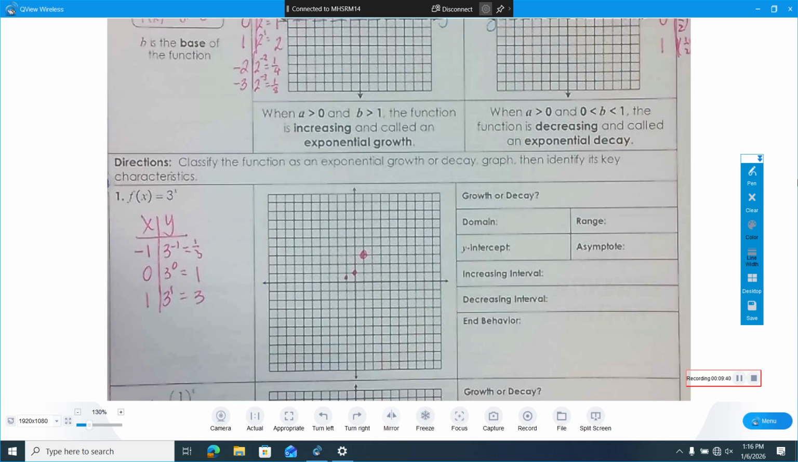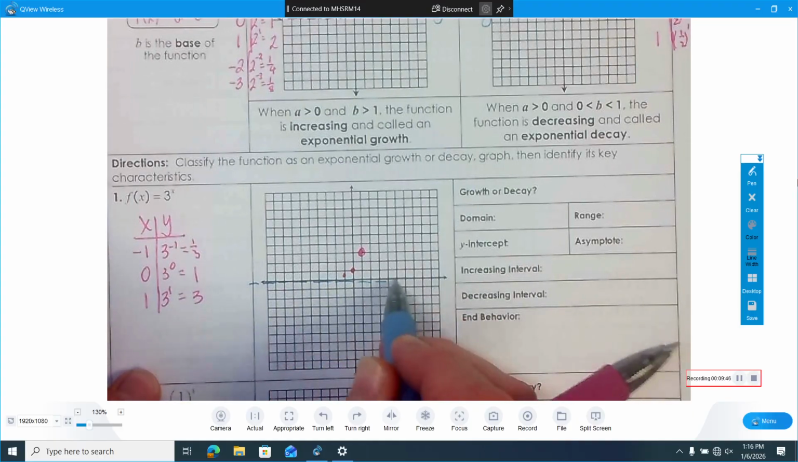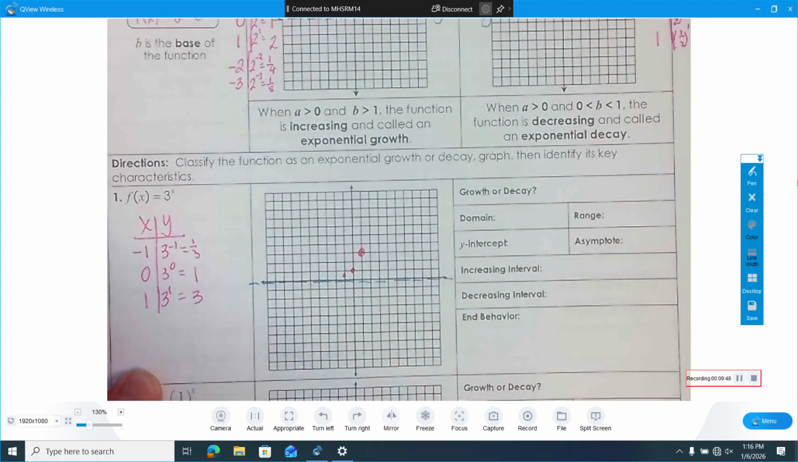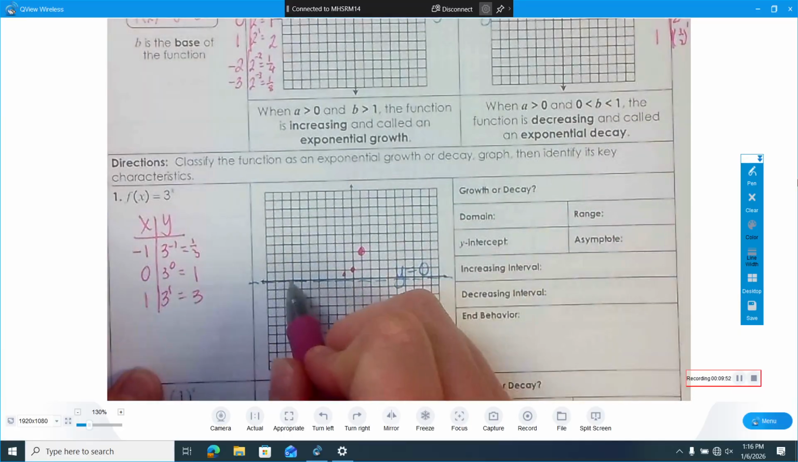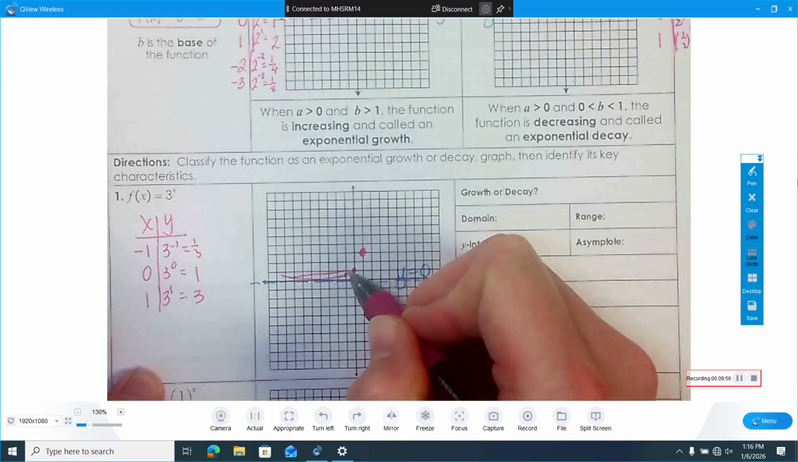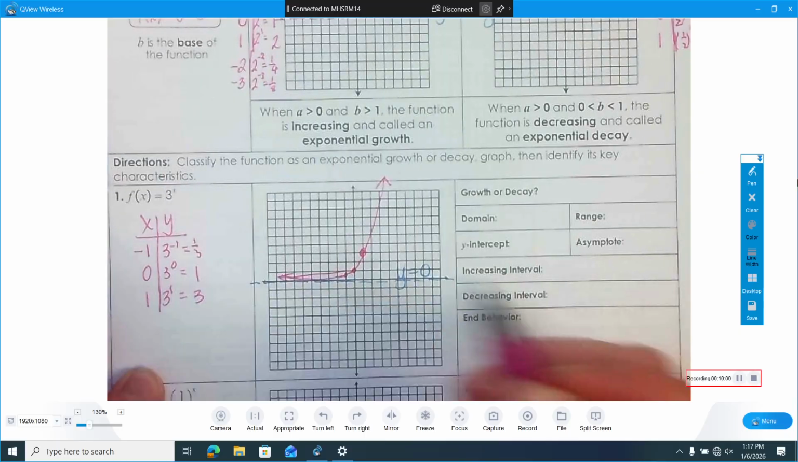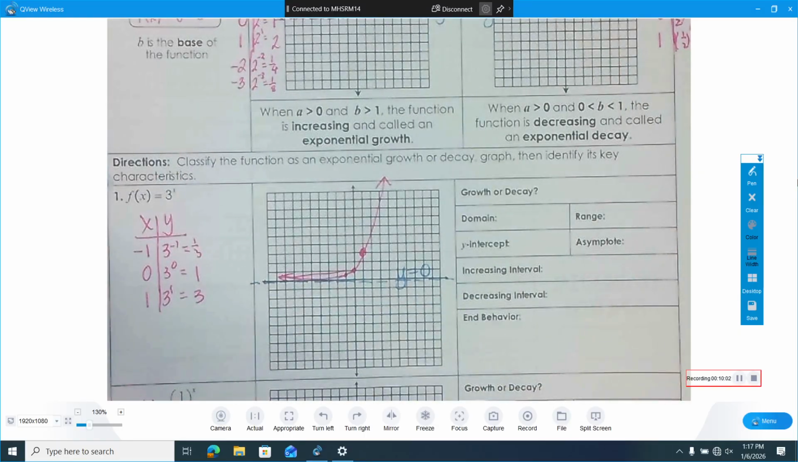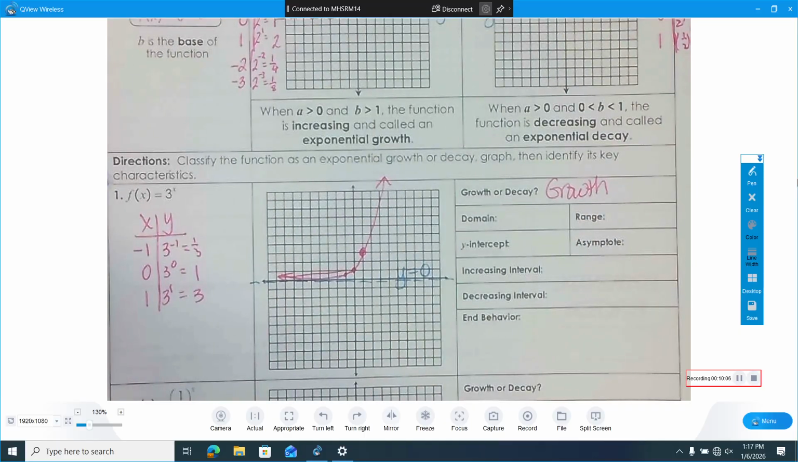Does it have a horizontal asymptote? Yes, it does, absolutely. It still has that horizontal asymptote. Those fractions are going to get closer and closer and closer to y equals 0, our horizontal line there. So it is, oops, I missed my points there. There we go. Is this exponential growth or exponential decay? Growth. All right. Because it is increasing as we move to the right.